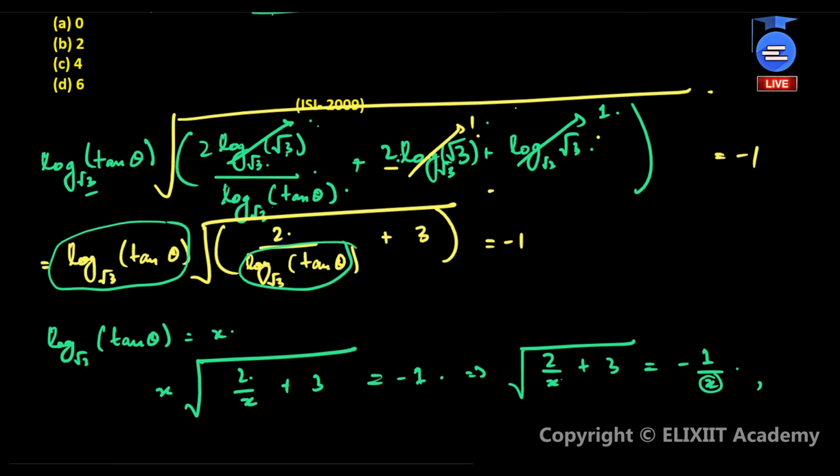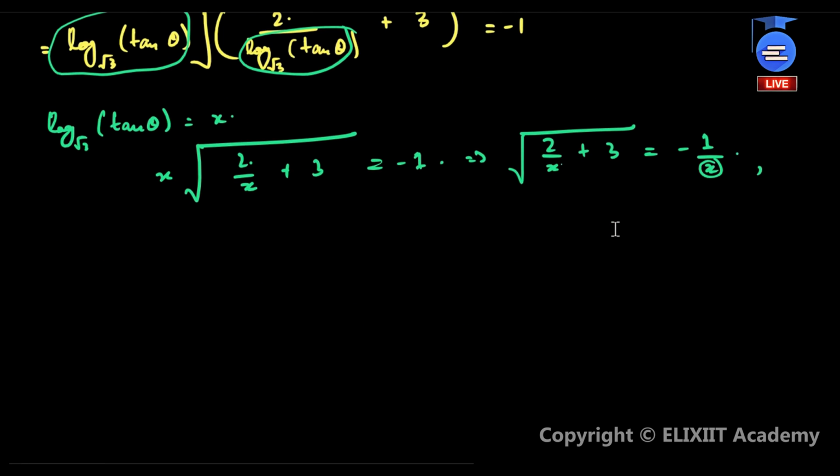Okay, so x must be negative in this case. Be very careful. x must be negative in this case. Now if you square both sides, on the left hand side we have 2 upon x plus 3 is equal to 1 by x square, where x is negative. Be careful, positive values are not accepted over here.